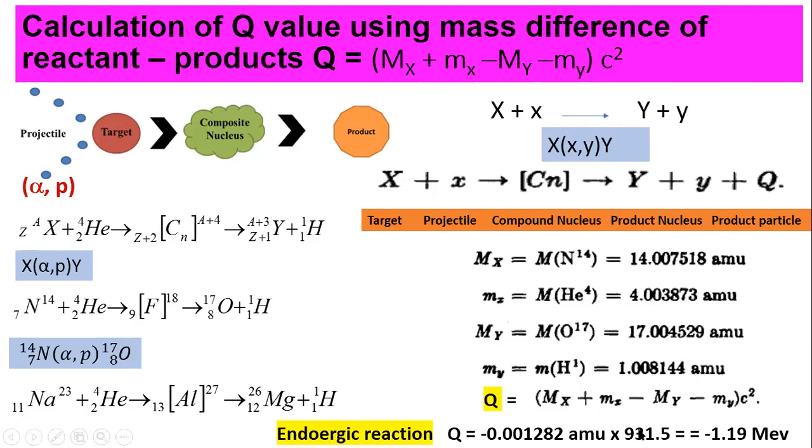And this is actually the conversion factor. 1 U will be equal to 931.5 mega electron volt. So the energy is minus 1.19. So the energy is absorbed. Here the minus sign indicates that the energy is absorbed, and this reaction is called the endoergic reaction. So this is the simple way to calculate the Q value by using the differences in masses. So this was our first objective.